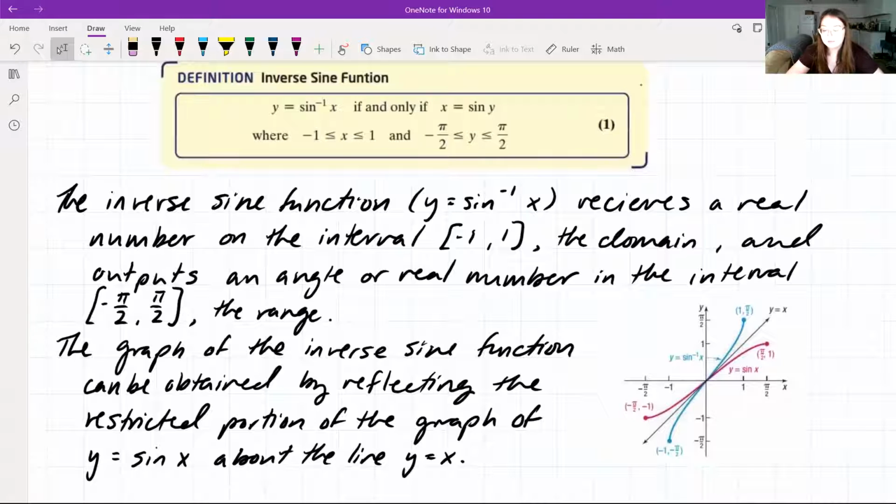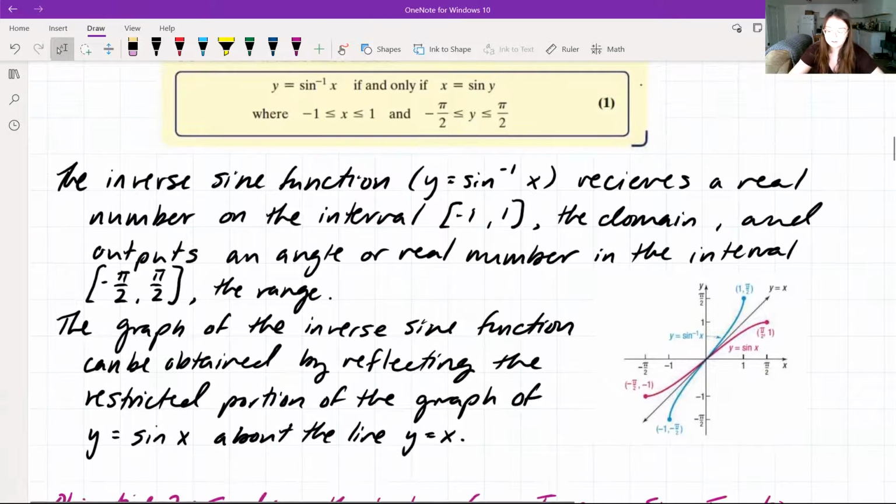Then the inverse sine function, y is equal to sine inverse of x, receives a real number on the interval -1 to 1, which is the domain, and outputs an angle or real number in the interval from -pi/2 to pi/2, which is the range.